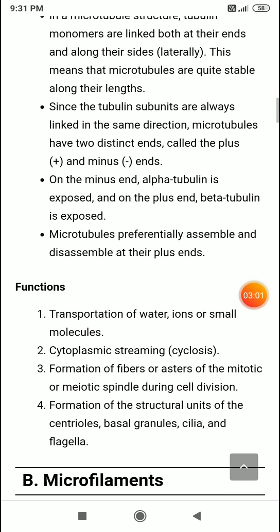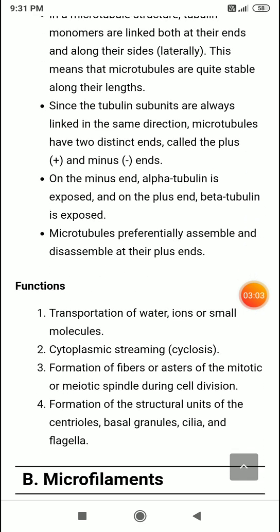The functions of microtubules: transportation of water, ions or small molecules; cytoplasmic streaming, that is cyclosis; formation of fibers or asters of the mitotic or meiotic spindle during cell division; and formation of the structural units of centrioles, basal granules, cilia and flagella.